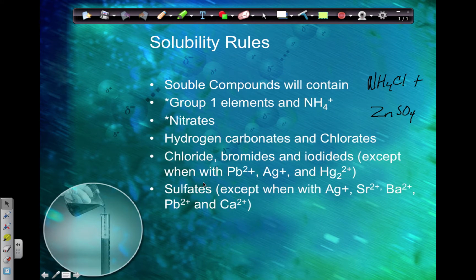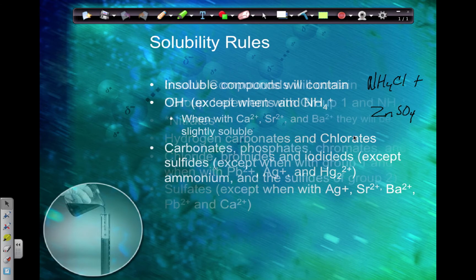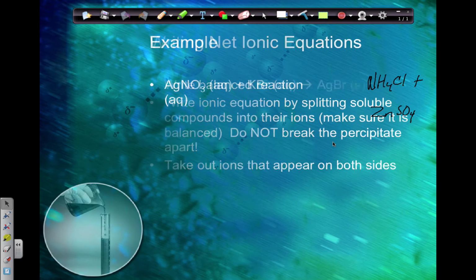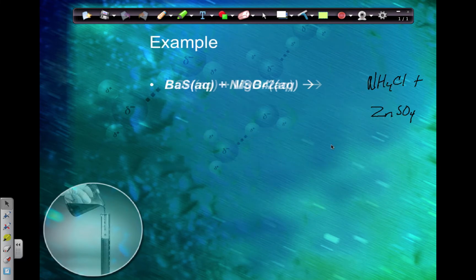Okay, so sulfates are usually soluble except when they're with these elements here. So silver, strontium, barium, lead, and calcium. So usually sulfates are going to be soluble, and zinc is not listed here as one of the exceptions, so that means that zinc sulfate is actually soluble. So we have two products here which are soluble. That means there's no net reaction.